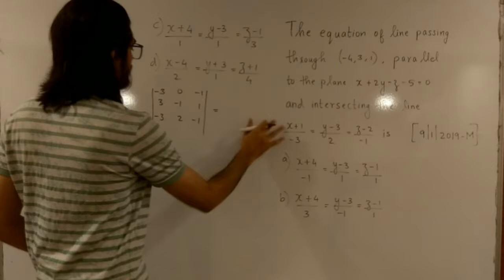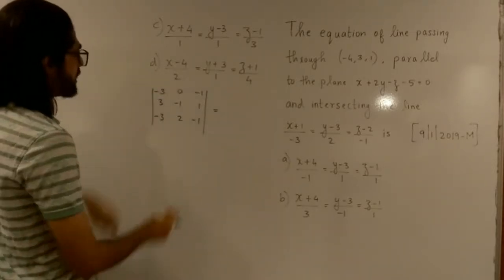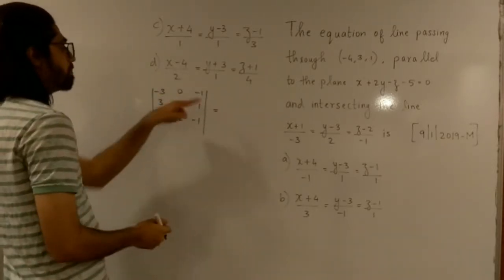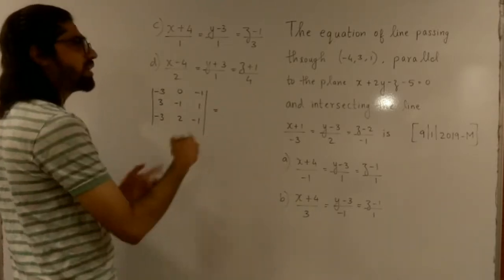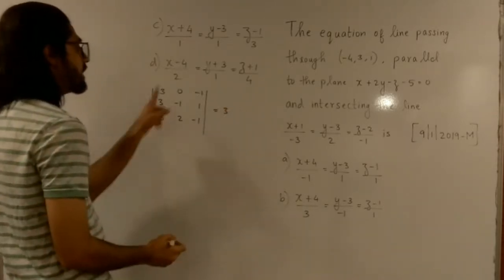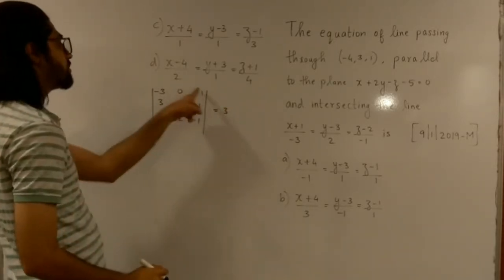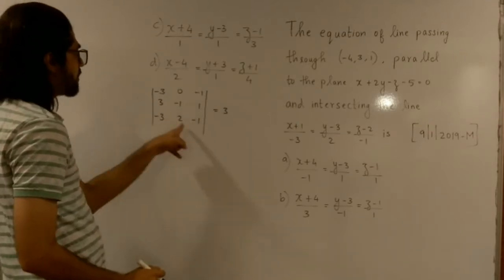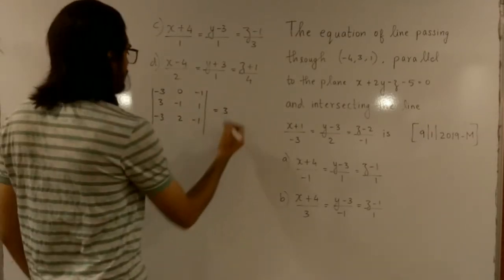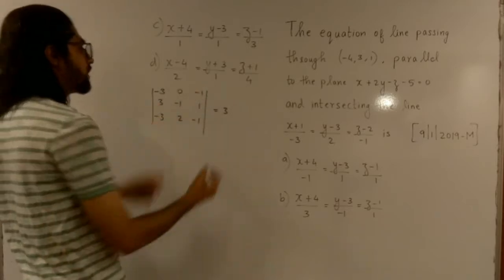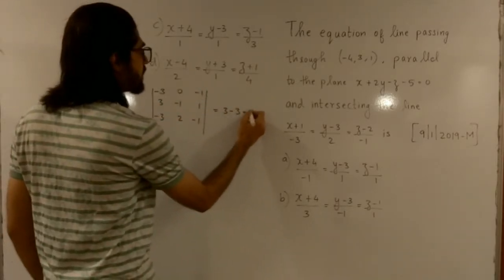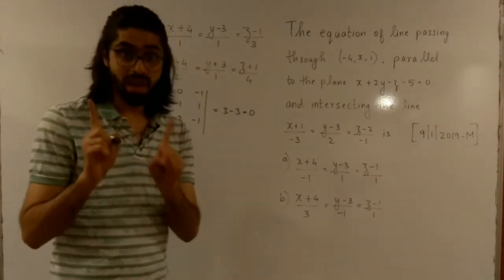Evaluate this determinant. So we have minus 3 multiplied by 1 minus 2 which is equal to minus 1. So minus 3 into minus 1 making it 3. The second term will be 0 and the third term is minus 1 multiplied by 6 minus 3 which is equal to 3. So I have minus 1 into 3 which is minus 3 which is equal to 0. So option B might be the right answer.